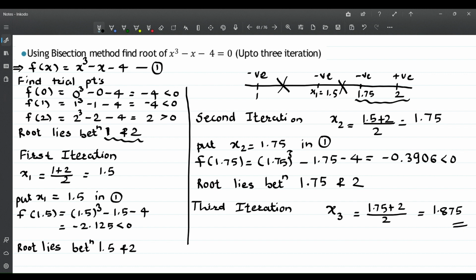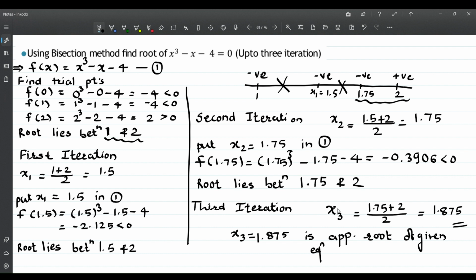You can write here: the approximate root of the given equation is 1.875. X3 is equal to 1.875, the approximate root of the given equation. Okay. So after the third iteration, we get the approximate answer 1.875.